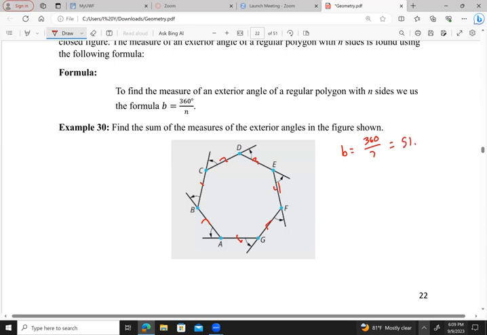That gives 51.43 degrees. And that's all it asks.